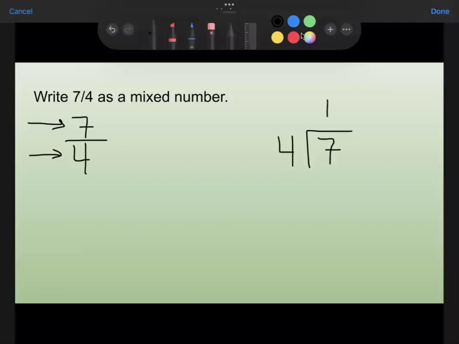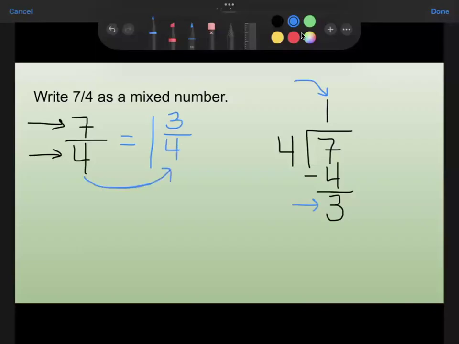4 fits into 7 one time. 1 times 4 is 4. When I subtract it, I get 3 left over. So remember, even though it doesn't look like a mixed number, this is how we make it become a mixed number. The number on the top that you got as your answer becomes your whole number. So that's going to be a 1. The number you get as your remainder becomes the numerator of the fraction. So that 3 is going to go right there. And we're going to keep the denominator the same. So 7 over 4 is the same as 1 3/4.